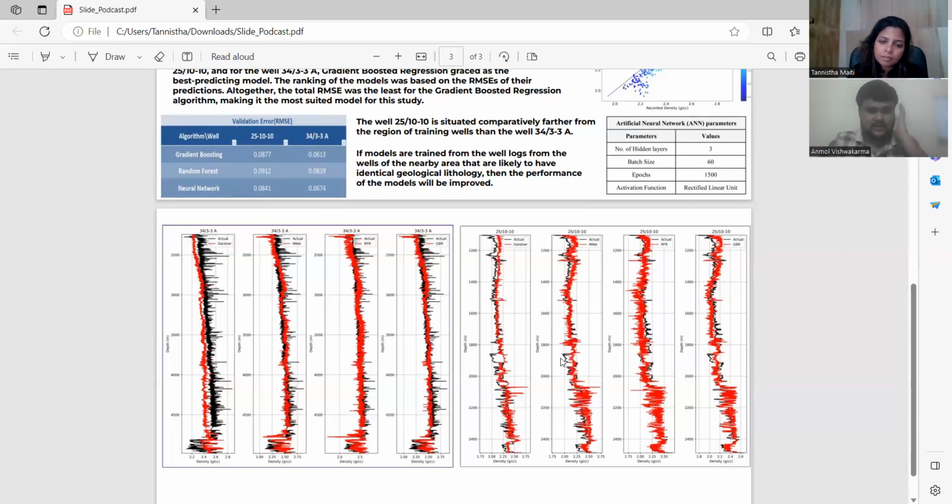And on the very left hand side, for the 34, we can see that it is not even following the trend. The red one is Gardner, right? Yes, you're right. So these were the results.